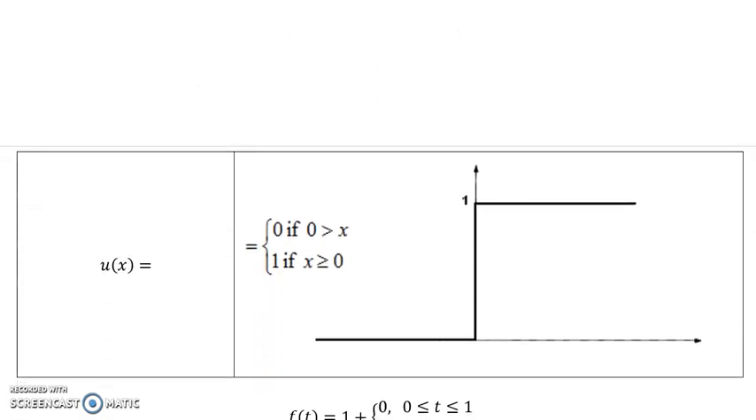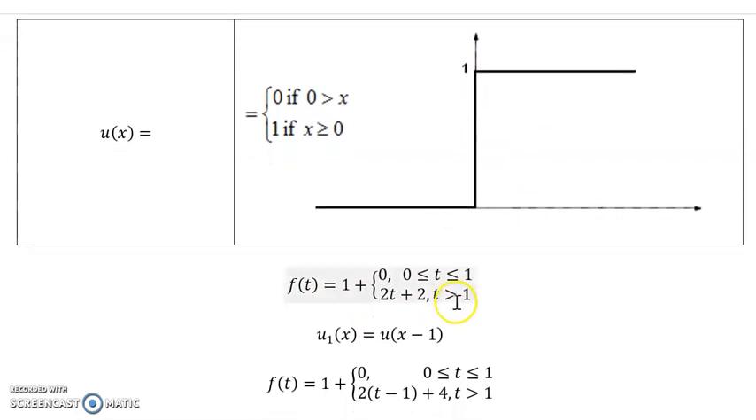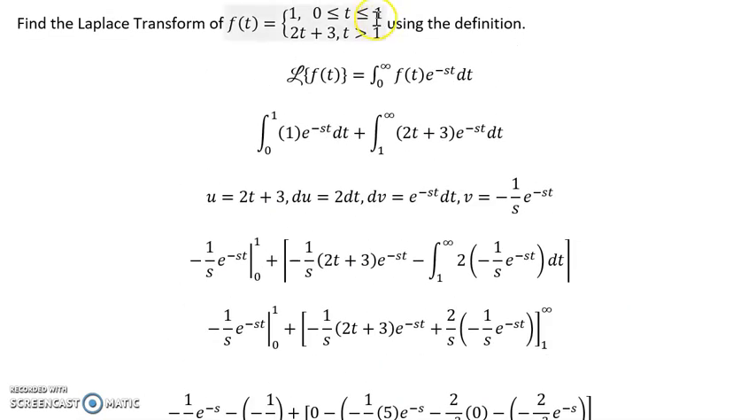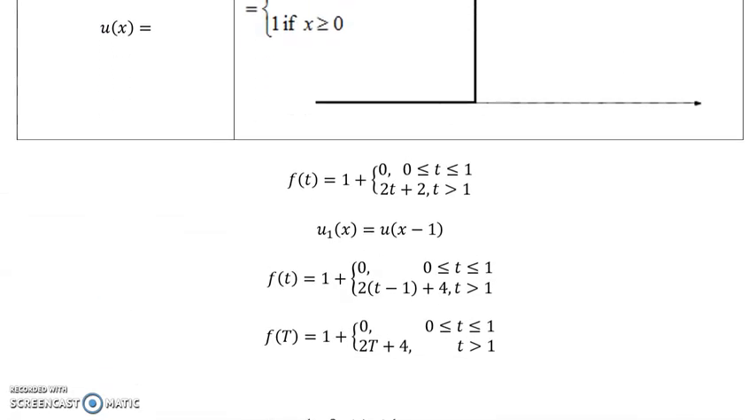Now, very quickly, I want to talk a little bit about how to do this from the table. It's going to be based on this idea of a unit step function where everything is 0 and then at 0 it pops up to 1. And so what we can do to use the table is rewrite this expression in those terms. So first of all, I'm going to pull out the 1 because if we go back up here, I had 1 and then 2t plus 3.